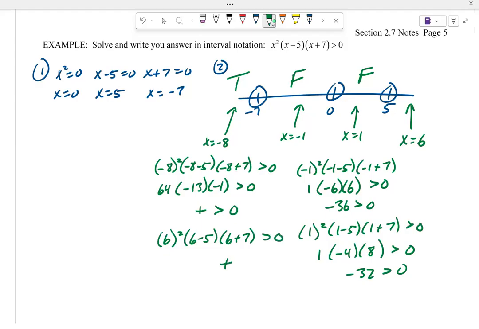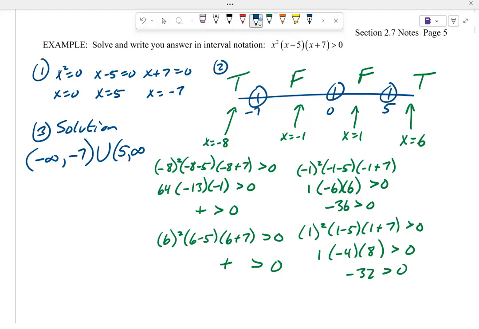And finally, throw the 6 in. Positive times a positive is positive. Is a positive number greater than 0? That would be true. So this will be our solution set. It would be from negative infinity up until that negative 7. I cannot include negative 7. And then the other true part is from 5 on. Do not include the 5.